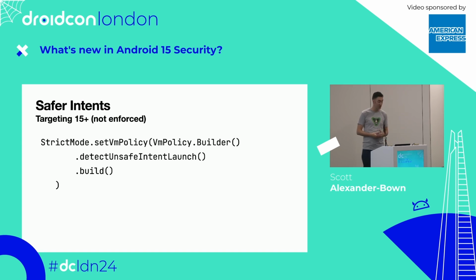And that's where we have a new strict mode that you can put in. This is the only place. If you run through the samples that I showed with strict mode enabled, you'll see a little thing in the logcat to say that's unsafe, even though it's still delivered at the moment. So that's a couple of things around safer intents.